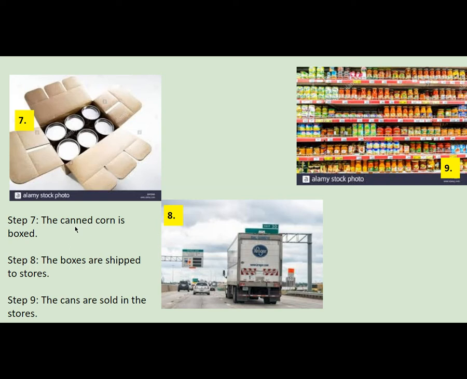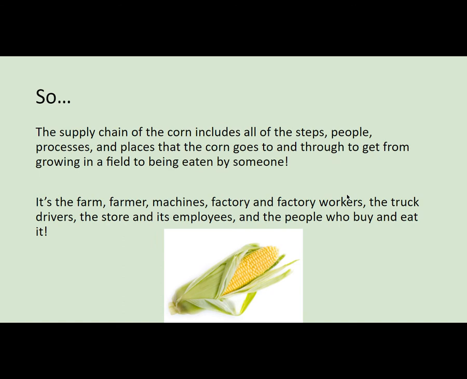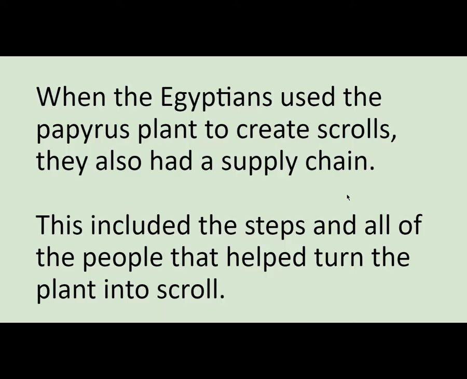The canned corn is boxed. The boxes are shipped to the stores. The cans are sorted in the stores and then sold there. And then the people get to eat the corn. So the supply chain of the corn includes all of the steps, people, processes, and places that the corn goes to and through to get from growing in a field to being eaten by someone. It's the farm, farmer, machines, factory workers, the truck drivers, the store and its employees, and the people who buy and eat it. It's all of these things.